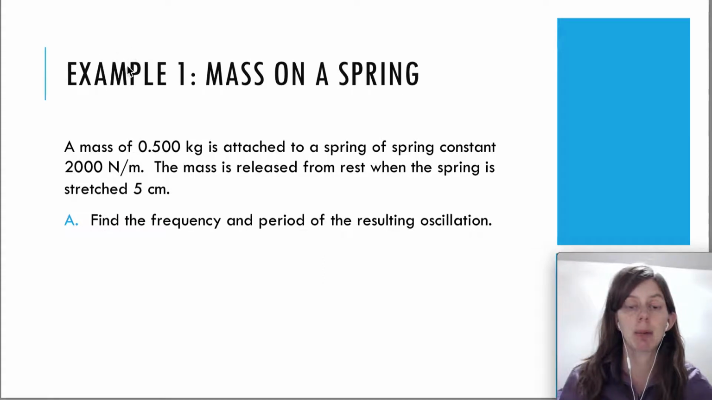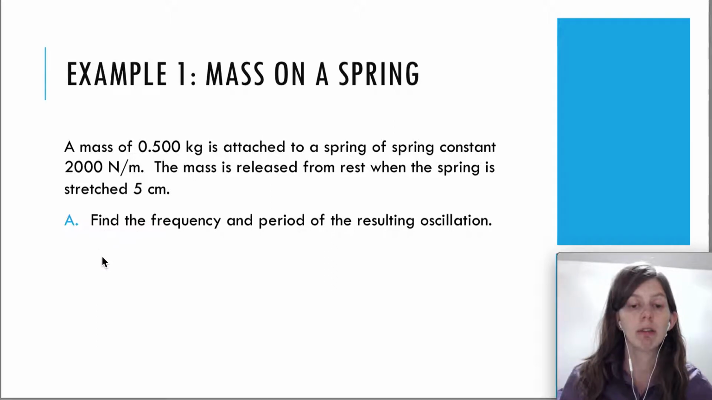Let's do an example. This is a three-part example for a mass on a spring. It says, a mass of 0.5 kilograms is attached to a spring of spring constant 2,000 newtons per meter. The mass is released from rest when the spring is stretched 5 centimeters. Find the frequency and period of the resulting oscillation.